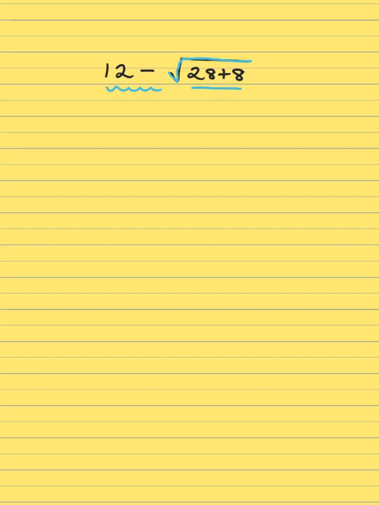I'm going to write down what I'm not taking care of yet. I'm not doing anything with the 12 or the minus sign. I just figured out that 28 plus 8 is 36. Now I'm going to evaluate what the square root of 36 is. So again, I'm not doing anything with the 12 or the minus sign. The square root of 36 is 6, because 6 times 6 would bring me back to 36. And 12 minus 6 is 6.